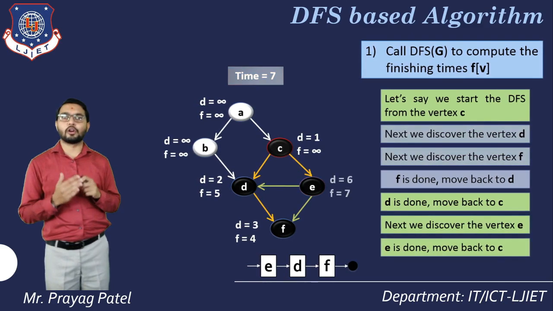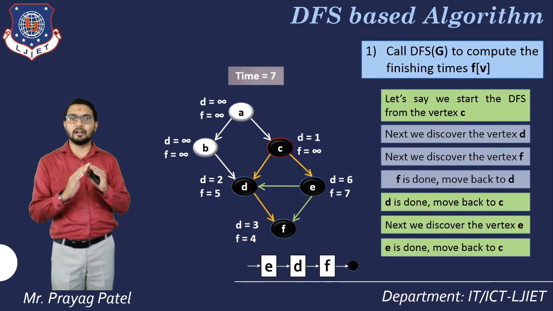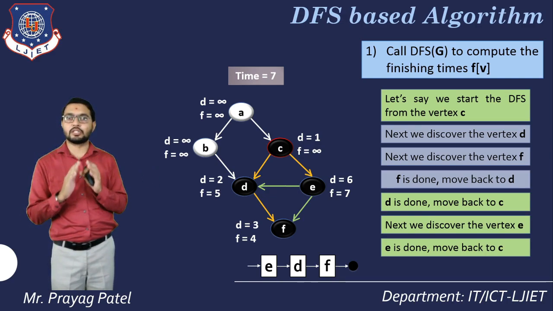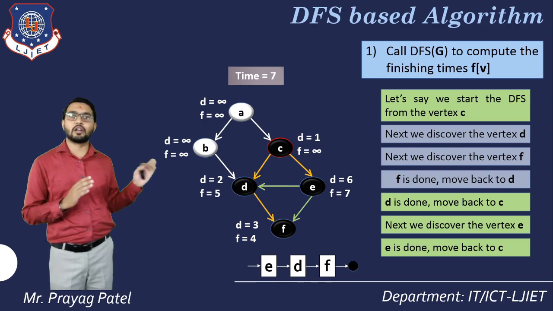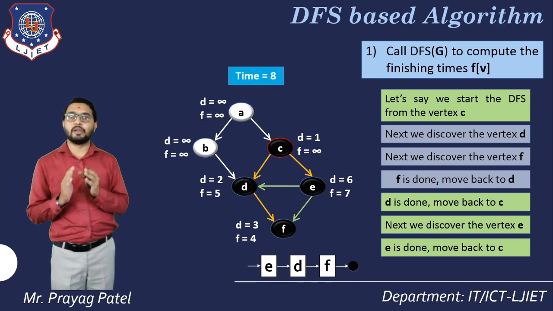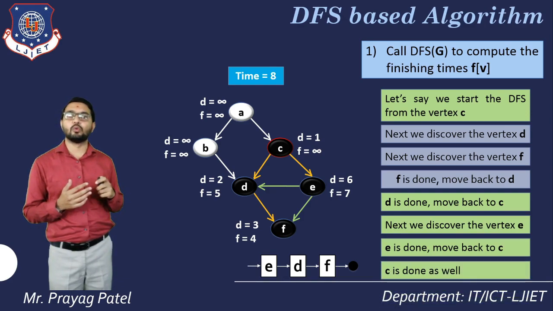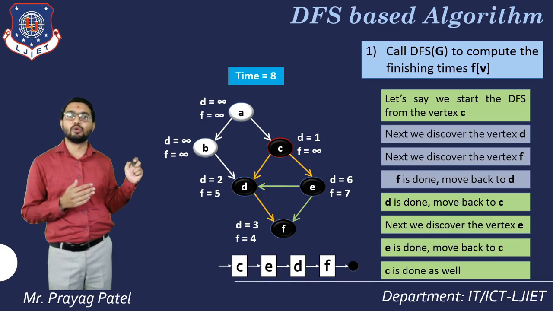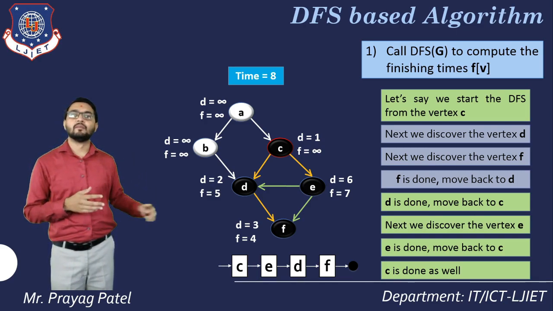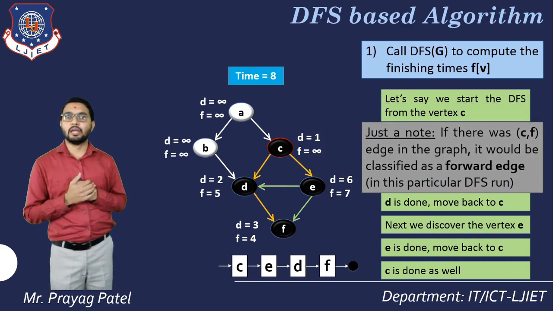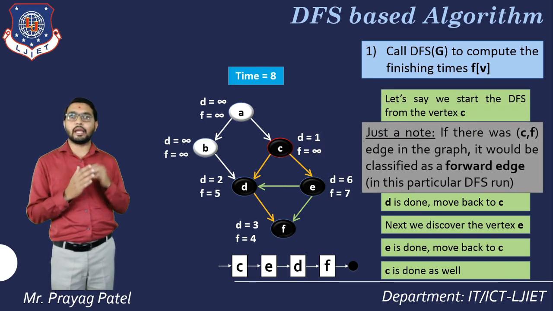Now consider the node C. From the node C, are any other remaining nodes there? No. So here we can say that the process for the node C is done. So consider the color of the node C equal to black, and the finishing time of node C equal to 8. So consider F equal to 8 for the node C, and insert the node C into the linked list. Now here two elements are remaining, A and B.